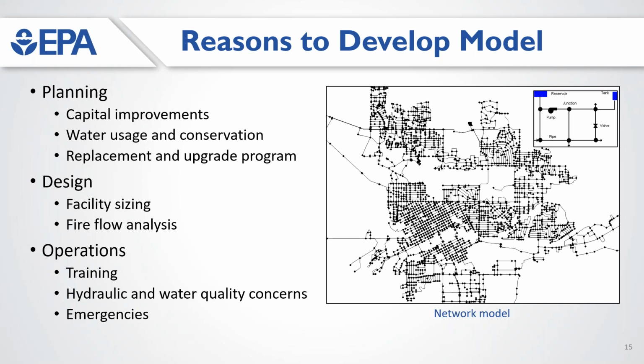In addition, models can help you train operational staff or address hydraulic and water quality concerns, or even in emergency situations. Water systems are complex operations involving many thousands of connected components that must work together to efficiently and reliably deliver high quality potable water to consumers. Understanding the processes and operations involved in this complex operation requires data and information and most notably a network model. So EPANET can help you address these concerns. Next slide, please.